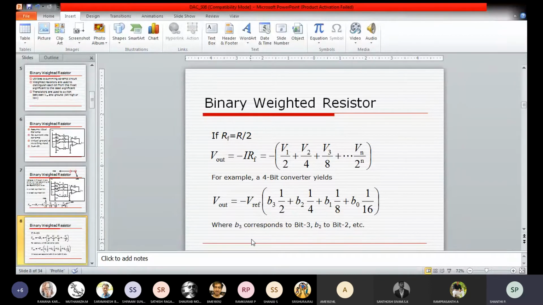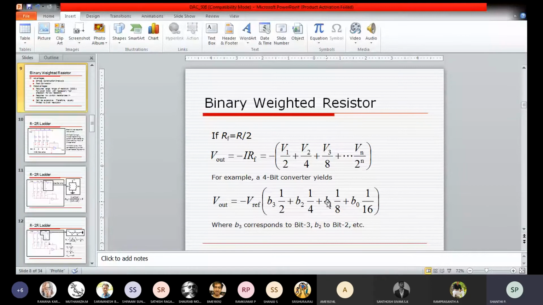We write B3 corresponding to bit 3. Similarly, we convert the digital signal into an analog signal. Maybe B3 is 1, meaning 1 by 2. Maybe B2 is 0, meaning no value is coming. So depending upon the bit value we verify.